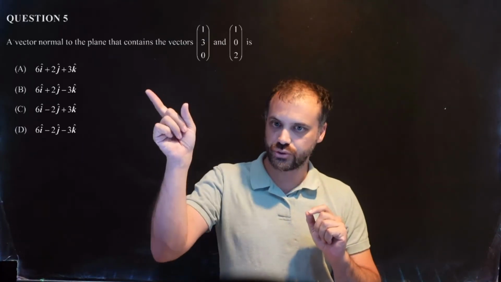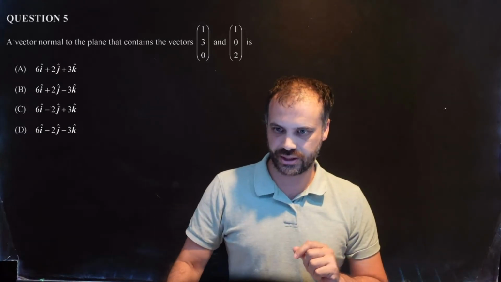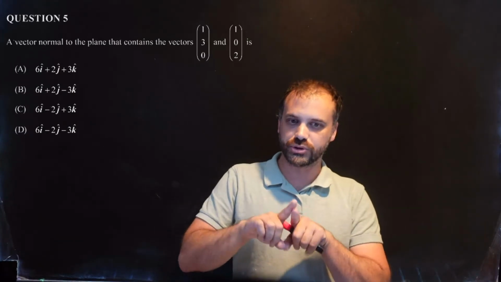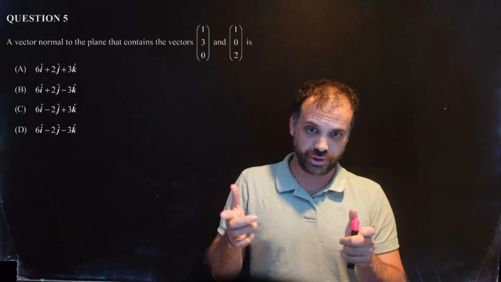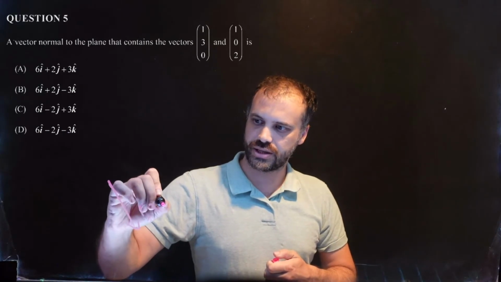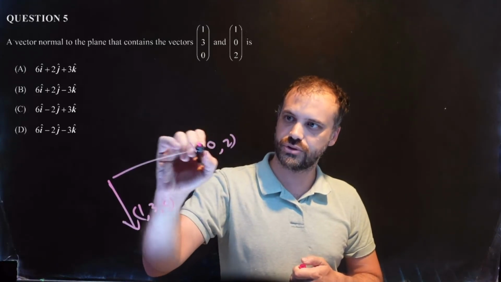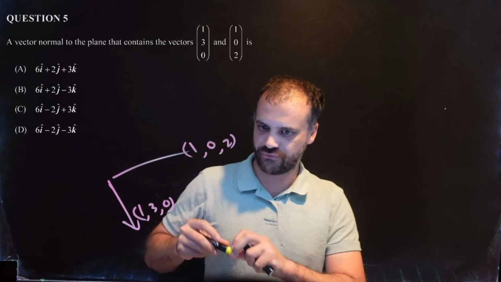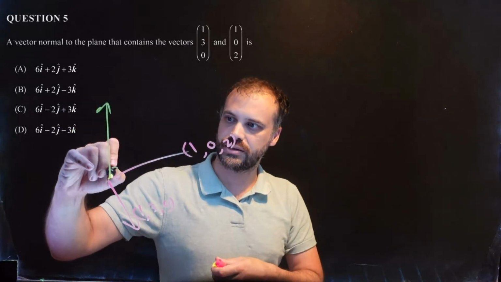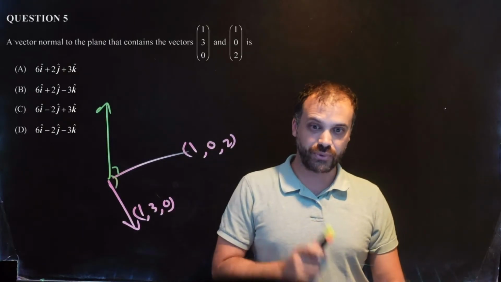Celebration and question 2. So we're looking for a vector normal to the plane that contains this vector and this vector. So you should be thinking, oh, normal to the plane, you should be thinking cross product. So we've got a vector, 1, 3, 0. We've got another vector, 1, 0, 2. And we want to find the one that's perpendicular to both. We need to find the cross product of that one and that one.